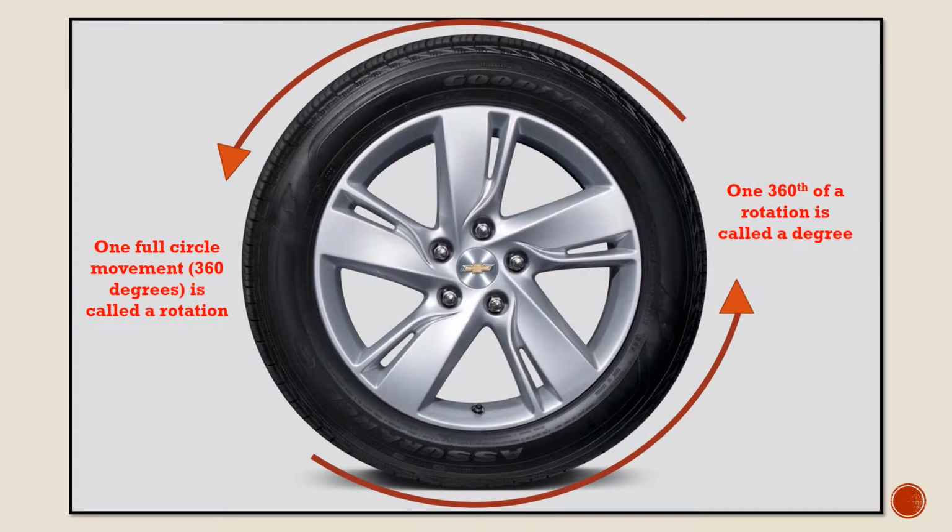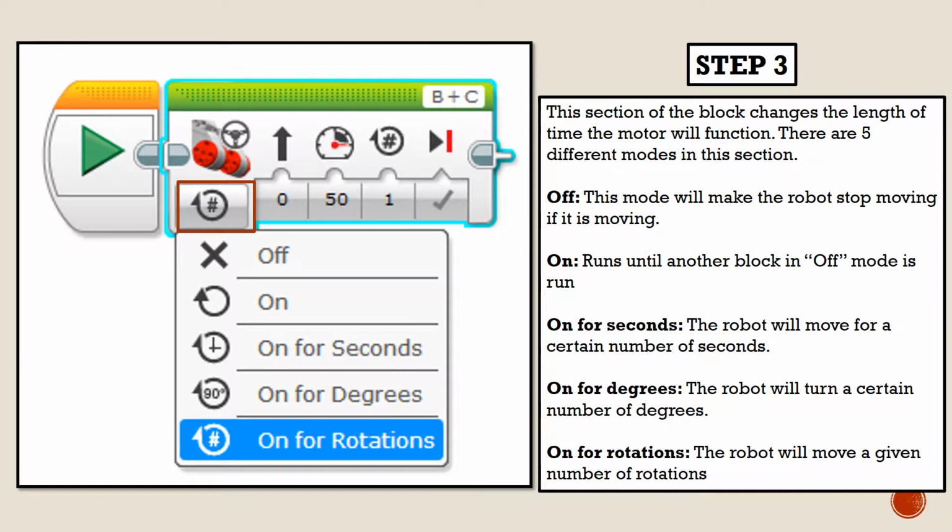A full circle of movement is called a rotation. Before we start programming, it's important to know that one full circle of movement is called a rotation. This full rotation is 360 degrees. You'll need to know that for the first section of the move steering block. There are 5 different settings. There's off, which means it won't move. There's on, and then there's on for seconds, on for degrees, and on for rotations. You're mostly just going to use on for rotations.